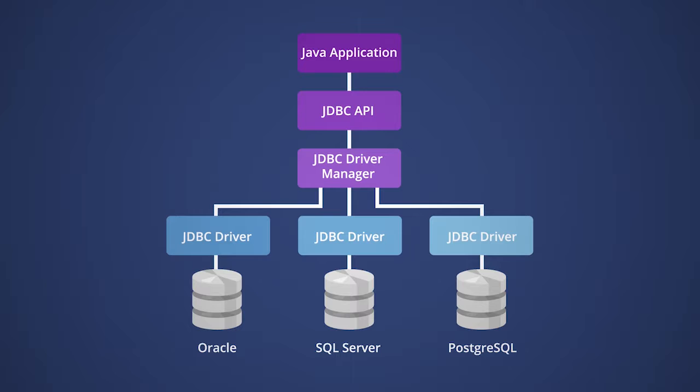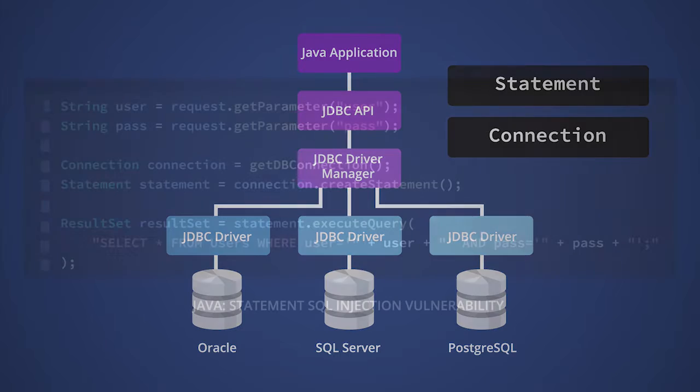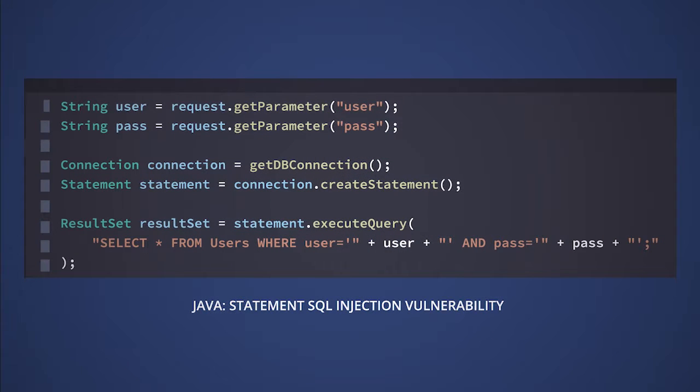The specification exposes two specific classes that, when used incorrectly, will result in SQL injection: the statement class and the connection class. Let's review how the JDBC API can be used to implement a common piece of application functionality. This code snippet emulates how authentication is commonly performed in connection with a back-end database.